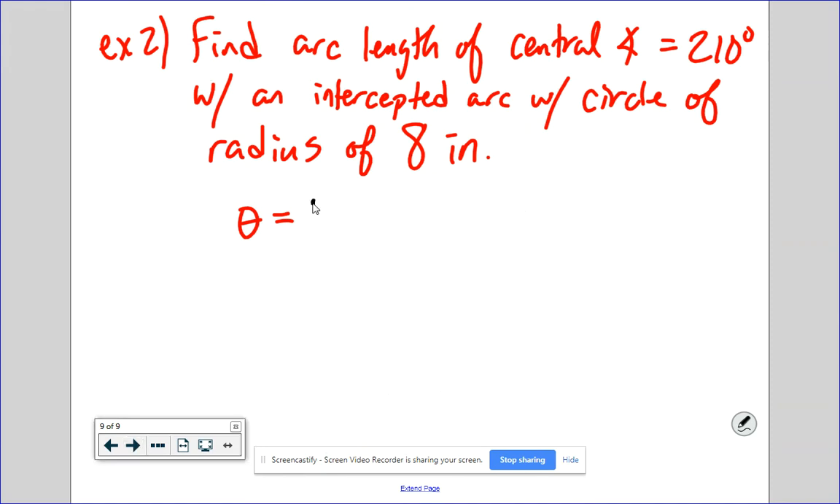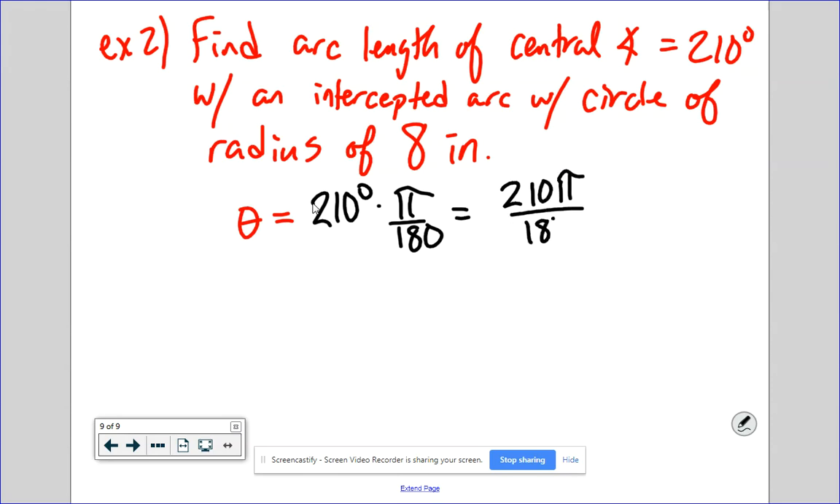No. You can still take 210, multiply it by our conversion factor, which is pi over 180, or 2 pi over 360, and I get 210 pi over 180. What can I divide those both by? 10 and in 0. Good. Then 3. So 7 pi over 6. There's my theta in simplified form.